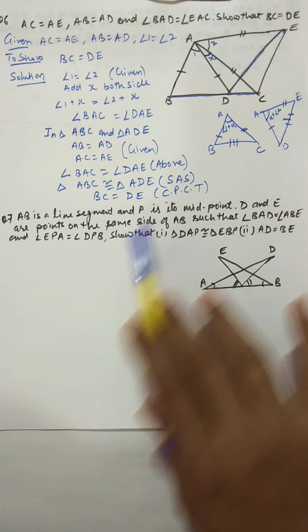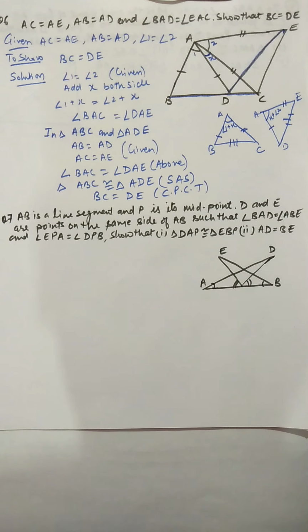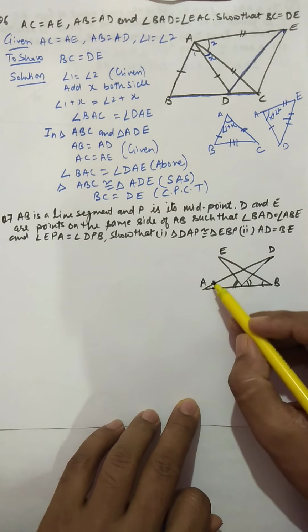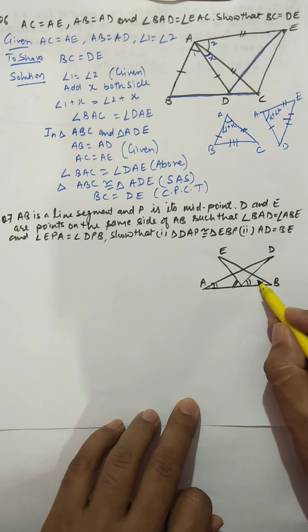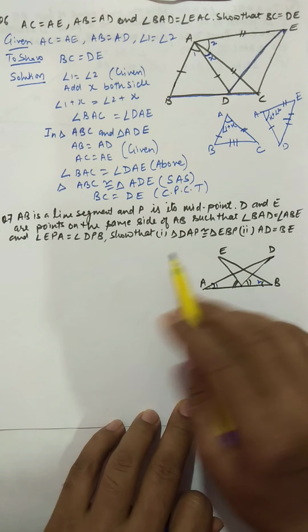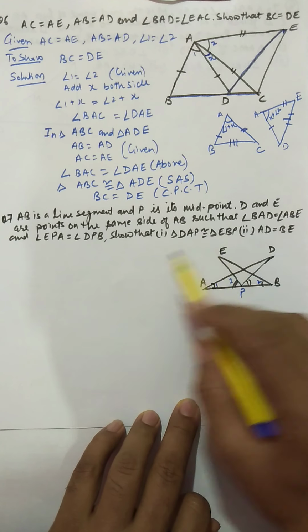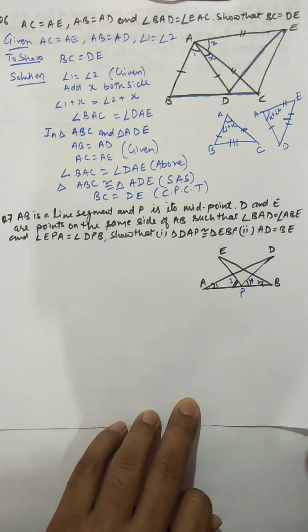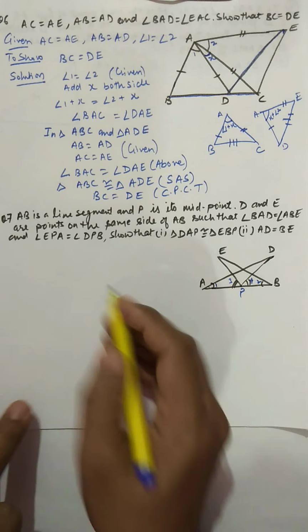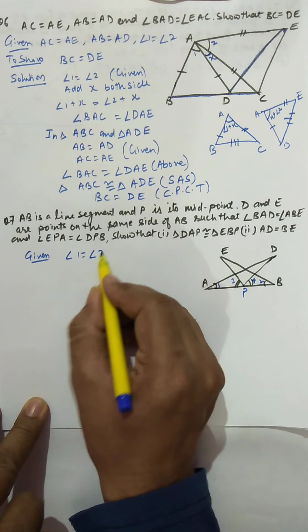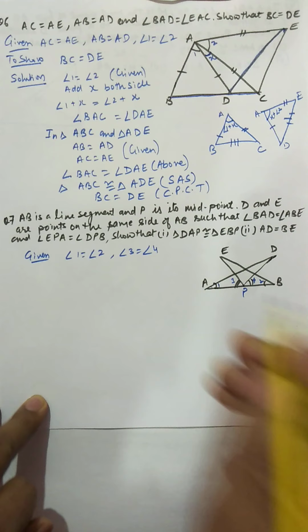Now question number 7 is of a similar type. It's given to you in this figure that this angle BAD is equal to this angle. So I am marking this as angle 1 and this as angle 2, and the second information, EPA, where this is E and this is P, is angle 3, let's say, and DPB is angle 4, let's say. So they are also equal. We'll write that given first: angle 1 equal to angle 2, angle 3 equal to angle 4.